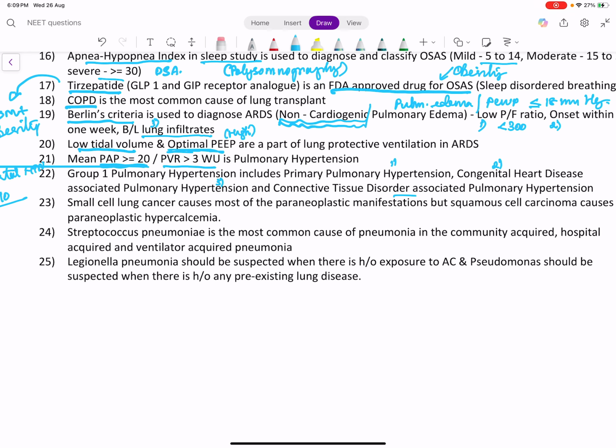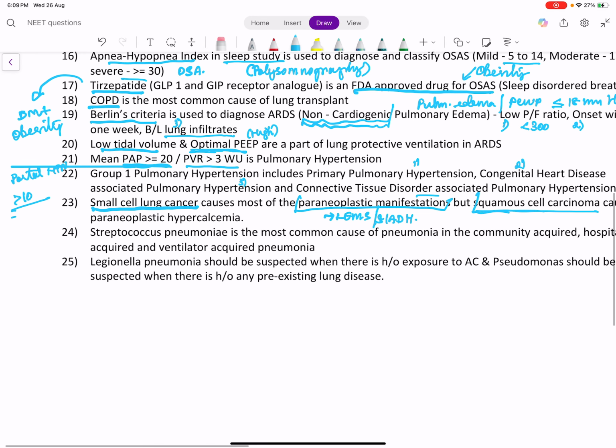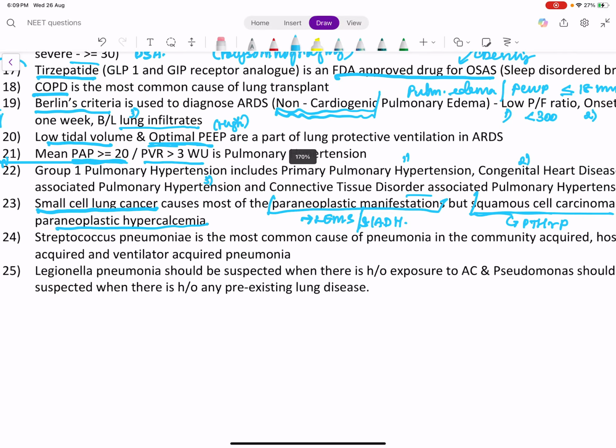Now about lung tumors. Small cell carcinoma is very important because it causes most of the paraneoplastic manifestations like Lambert-Eaton myasthenic syndrome. It can cause SIADH and hyponatremia. But squamous cell carcinoma is the only carcinoma in the lung which causes paraneoplastic hypercalcemia. So all paraneoplastic manifestations in lung are due to small cell carcinoma except paraneoplastic hypercalcemia, which is due to squamous cell carcinoma, because this cancer secretes PTHrP, parathyroid hormone related peptide.